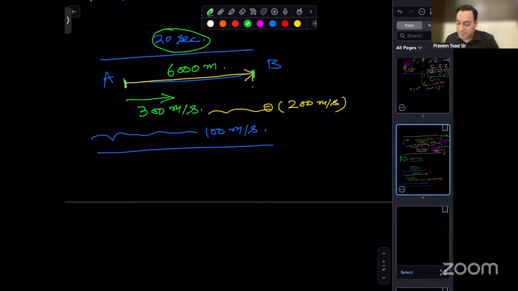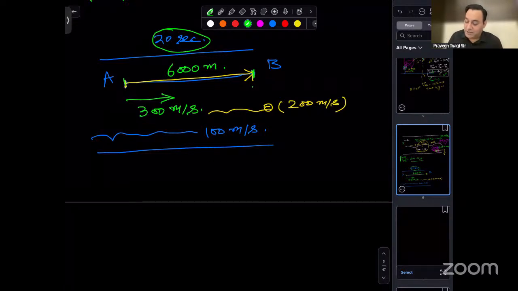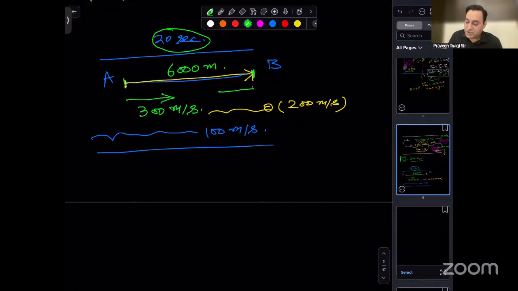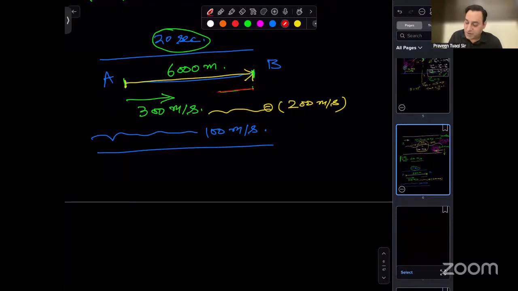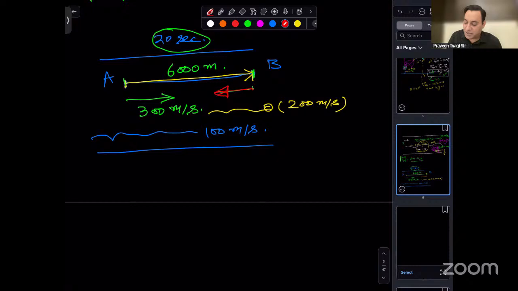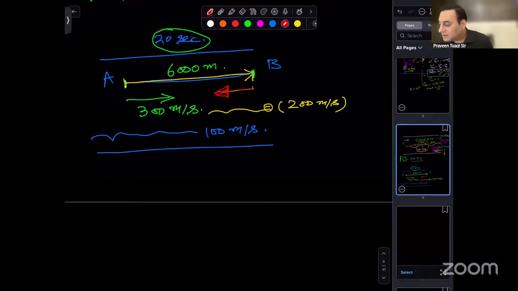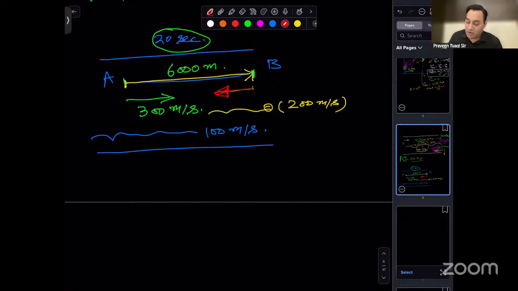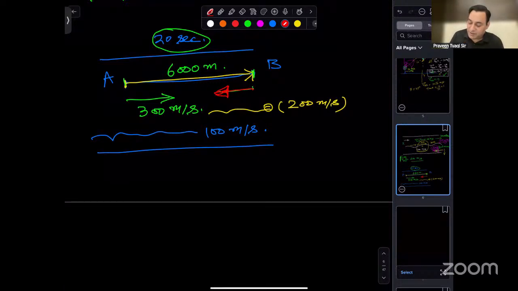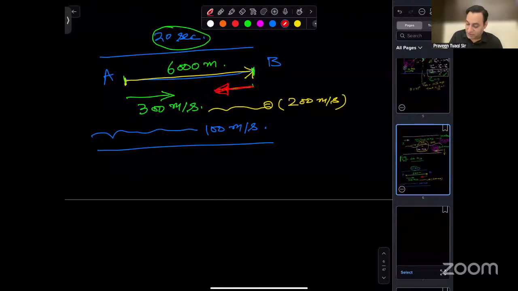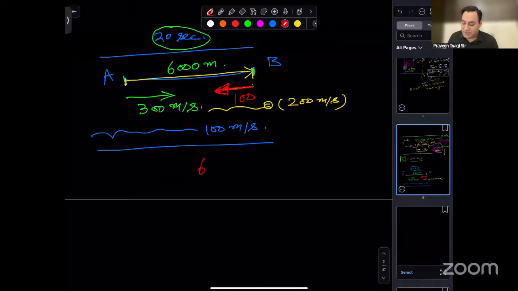Now just see this. While returning, his net velocity upstream will be how much? When he is trying to swim upstream, what will his net velocity be? 100. Okay, thank you. So going upstream, his velocity will be 200 minus 100, which will be 100. Now 6,000 divided by 100. So the total time he'll take to come back will be 60 seconds.